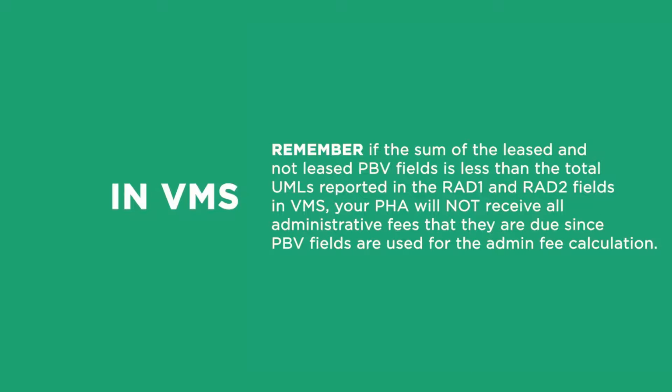Remember, if the sum of the leased and not leased PBV field is less than the total UMLs reported in the RAD 1 and RAD 2 fields in VMS, your PHA will not receive all administrative fees that they are due, since PBV fields are used for the admin fee calculation.